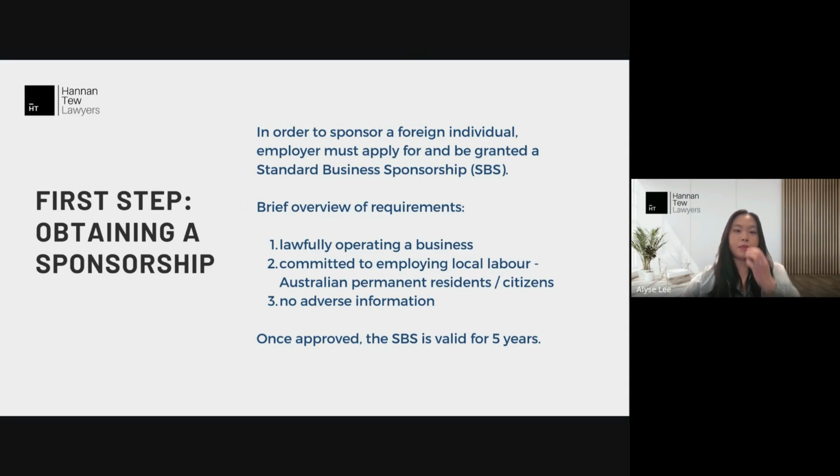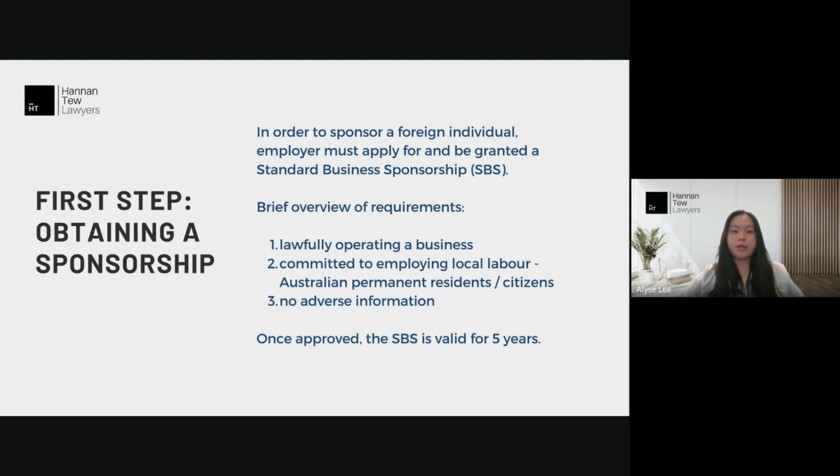First, the business must be lawfully operating in Australia. So this means they need to provide evidence of their business registration, financial standing, and ongoing operations. Secondly, they must demonstrate a commitment to employing local labour. So this means Australian citizens and permanent residents, before seeking to sponsor overseas workers.